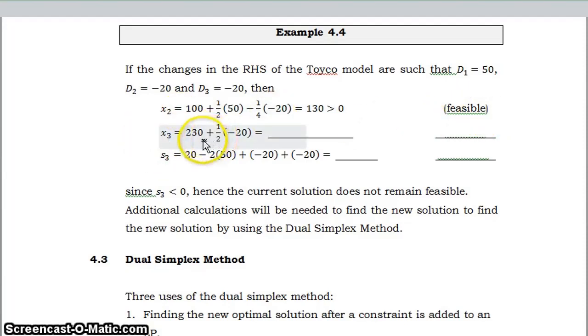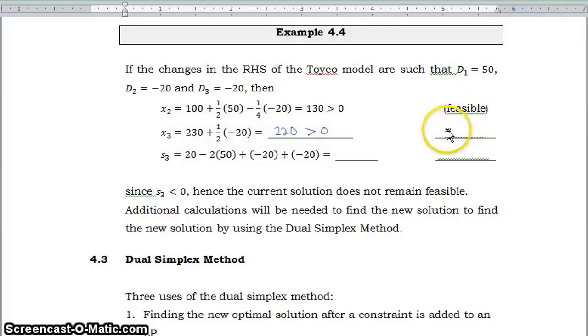How about x3? From the feasibility condition, x3 is equal to 230 plus 1 over 2 times d2. D2 is negative 20. When we calculate, we get x3 equals 220, also a positive value. We still can keep the current solution feasible. And for S3, we substitute D1, D2, and D3 into the feasibility condition. S3 is equal to 20 minus 2 times 50 plus negative 20 plus negative 20, and we get negative 120. This is less than 0.